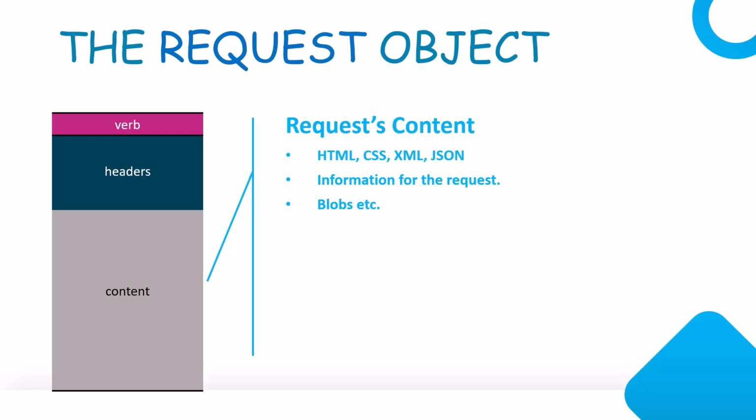Content is an optional field. Here we can pass the content that the server will require to complete the request. It can be a JSON object which can later be deserialized by the server to process the request. It can also be blobs that have to be created or updated.